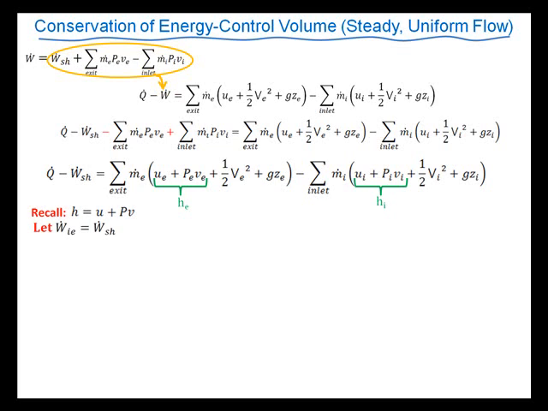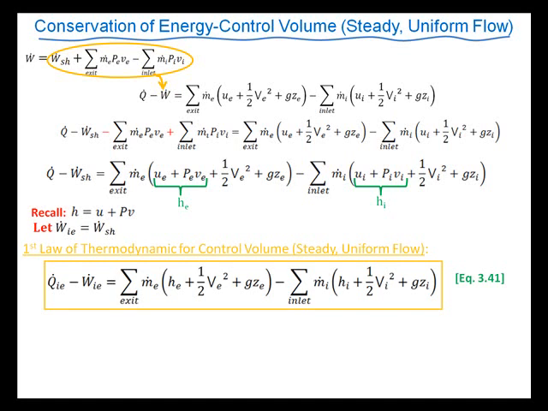So let's replace those terms with enthalpy in our equation, and let's rename the power term on the left-hand side the power from the inlet to the exit, realizing, however, that it is only shaft work. We're doing this just to make it generic for a control volume, for an open system. And there we have it. We finally get to the first law of thermodynamics for a control volume undergoing steady uniform flow.